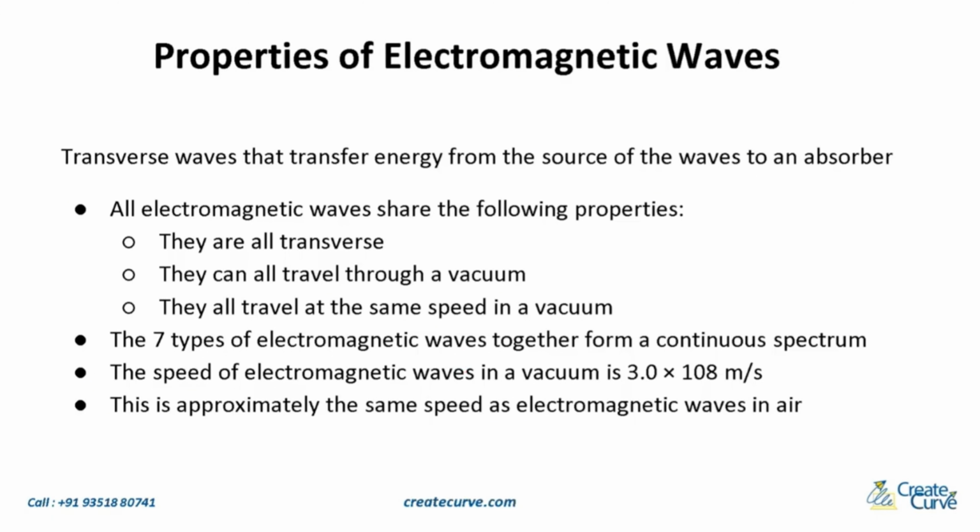What are all the properties of electromagnetic waves? They all are transverse in nature. That means the particles are moving perpendicular to the direction in which the wave is propagating. They all can travel through vacuum. Since they are part of light, they come from the sun to us. They all travel with the same speed in vacuum. The 7 types of electromagnetic waves form a continuous spectrum.